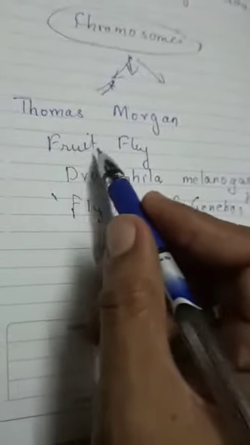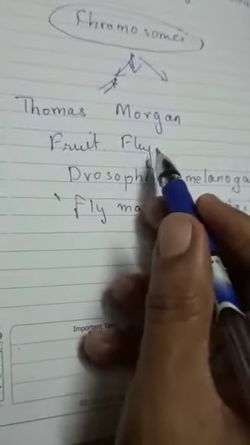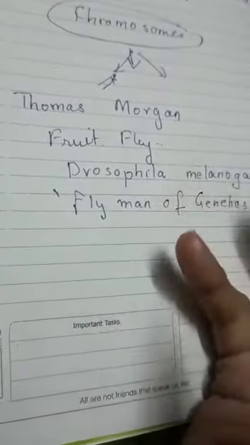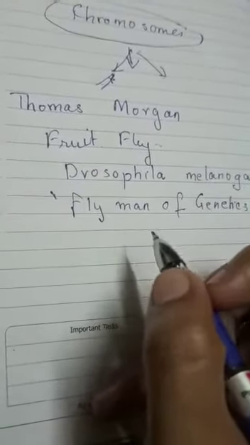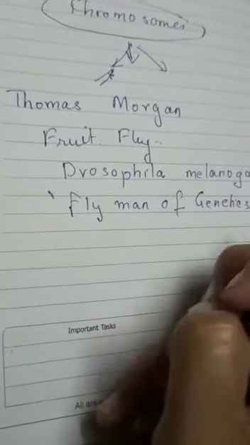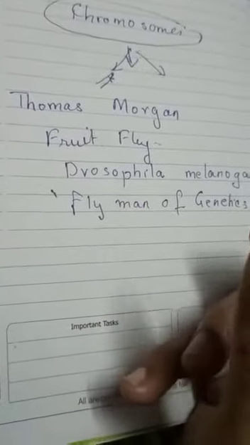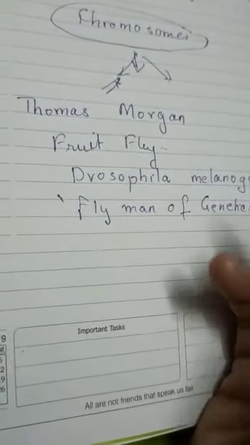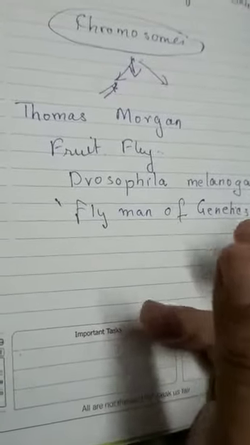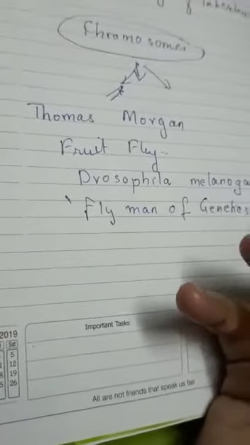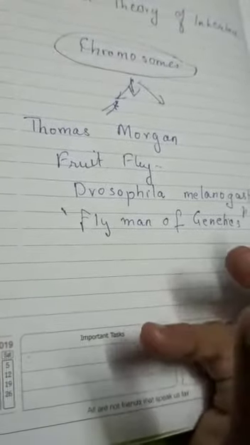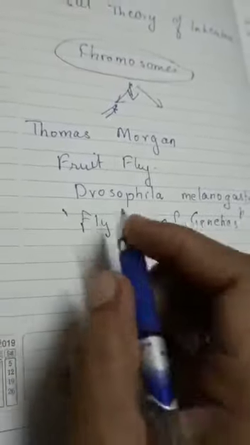Why is it called fruit fly? Because it is mostly seen sitting on banana and mango trees, on fruits. And what is there inside the fruit? There is auxin. We have studied auxin. Auxin helps to produce yeast, and because of this the fly is attracted towards the yeast to eat it. So that is why it sits on those fruits, and that's why it's called fruit fly.